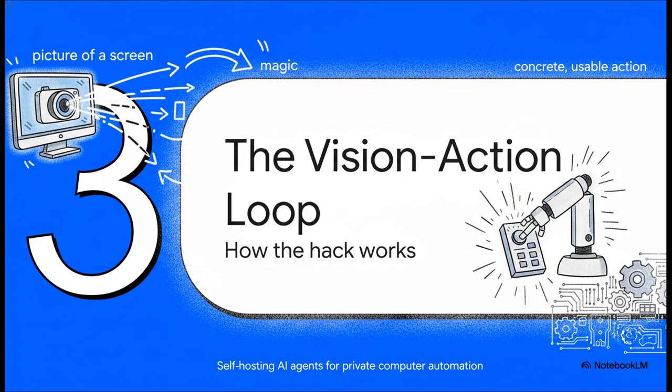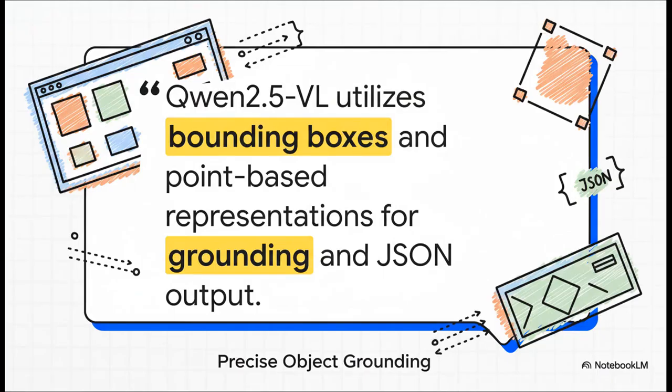Okay, so how does this actually work? How does a picture of a screen turn into the click of a button? Let's dive into the secret sauce. The secret is in the AI's ability to not just see what's on the screen, but to pinpoint the exact location of any object. It's like giving the AI a pair of super-powered glasses that can tell you the precise coordinates of anything you ask it to find. It's called grounding, and it's incredibly powerful.